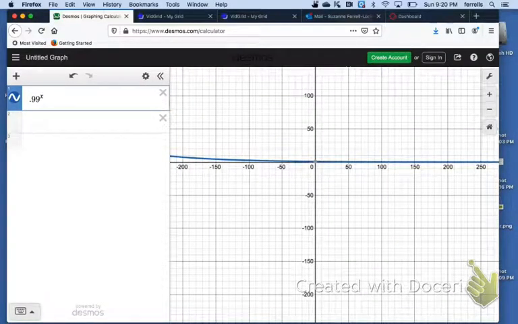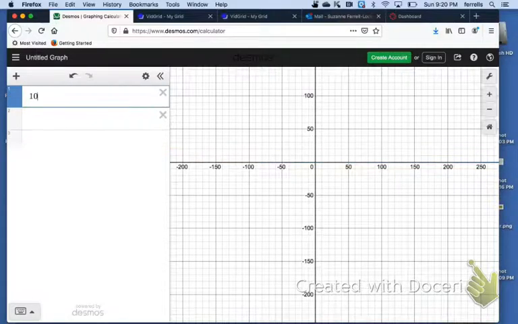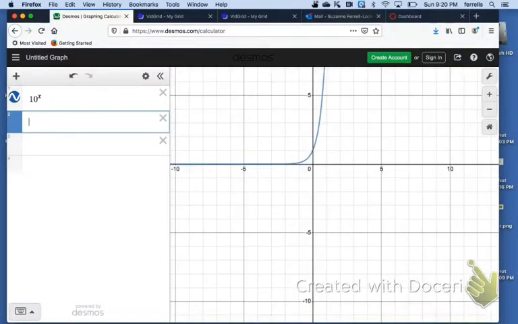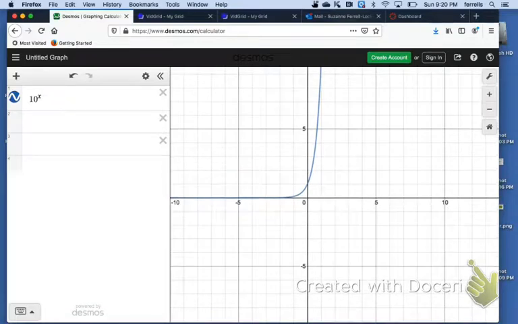Okay, and my last one is 10 to the x. We're going to zoom back in on this one. So remember that if you need to reset your window, you can do that with Zoom 6. That's your Zoom standard window. So go back to that original window if you played around with it in the previous one. So here's 10 to the x. Again, we're seeing that it has a y-intercept still of (0, 1). This one's increasing, still has that horizontal asymptote at y equals 0.